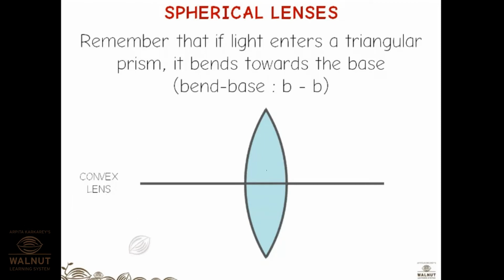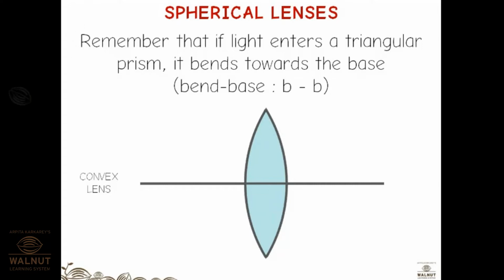Now, if you take this convex lens, remember that if light enters a triangular prism, now you all must have seen the prisms. The activity also you must have seen, right? How the light rays are entering. If white light is passed through the prism, what kind of light comes out? Yes, what?